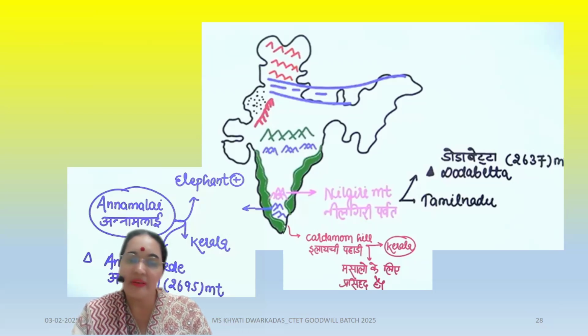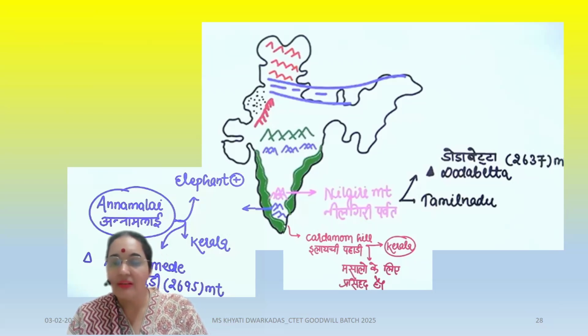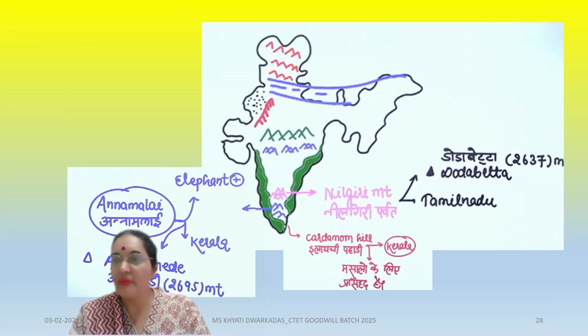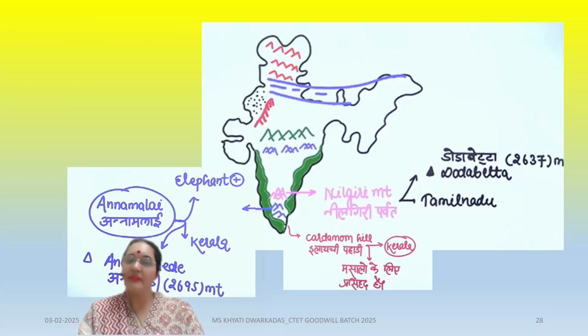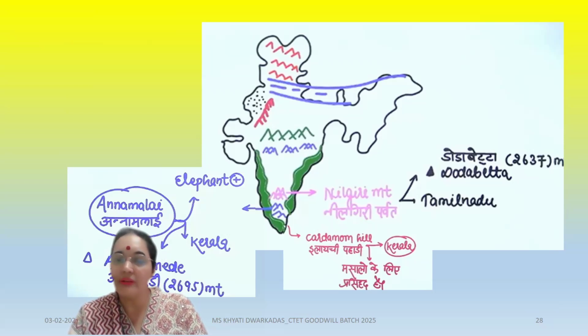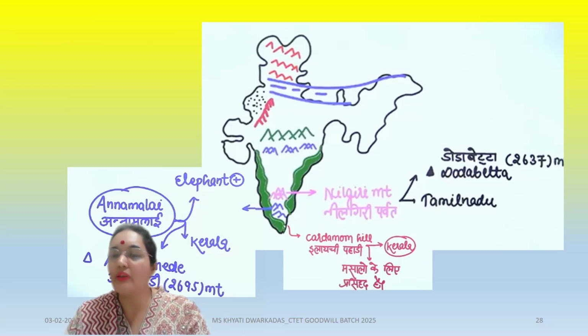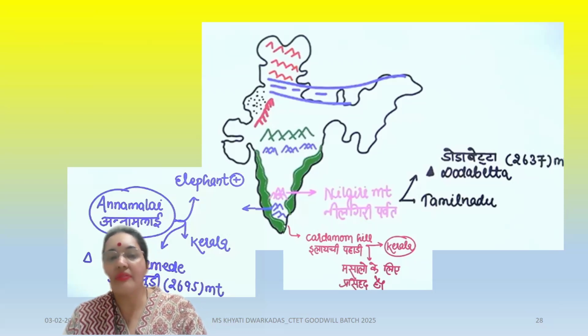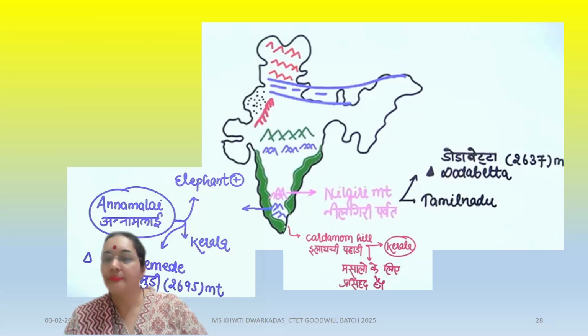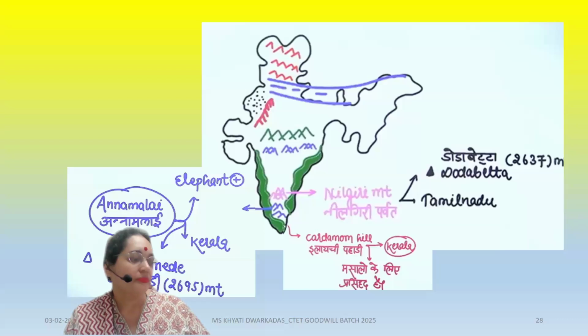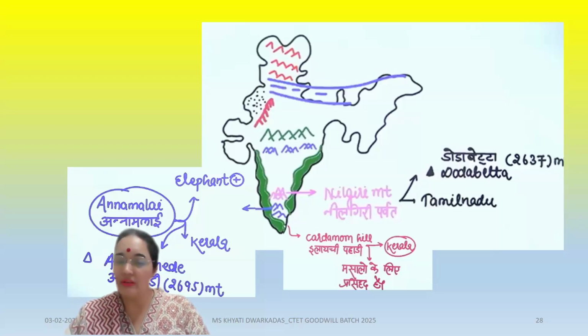Cardamom Hills, highest peak of the Eastern Ghats in Kerala. It is very, very famous for spices, cardamom, elaichi. Nilgiri Mountains in the south are also very, very famous, with their highest peak, Dodabetta, at 2637 meters in Tamil Nadu. Right? Dodabetta, 2637 meters in Tamil Nadu. Nilgiri Hills.